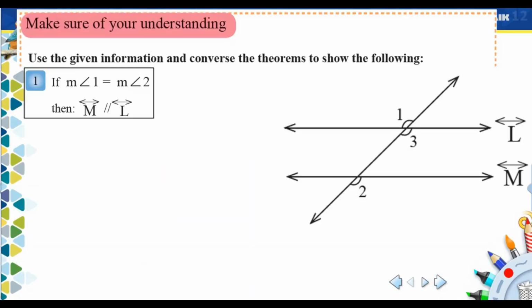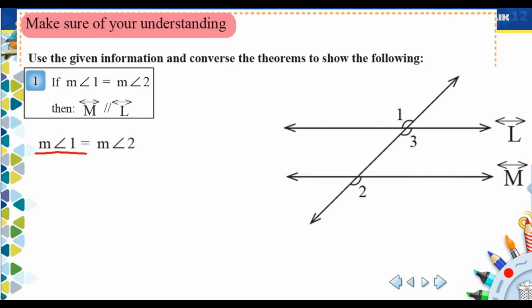Make sure of your understanding. Use the given information and the converse theorems to show the following. If measure angle 1 equals measure angle 2, then line M is parallel to line L. Look at the figure, angle 1 equals angle 2. He wants to prove, show that line L is parallel to line M.